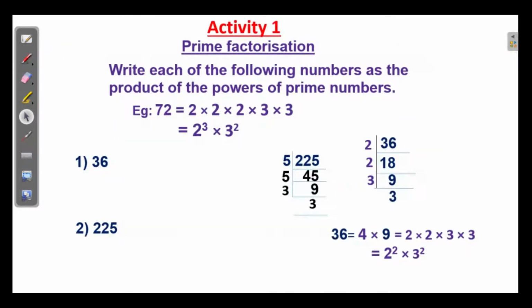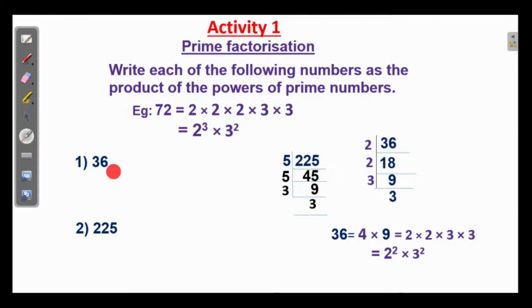The first activity is prime factorization. Write each of the following numbers as the product of the powers of prime numbers. Now we have seen which are prime numbers: 2, 3, 5, 7, 11, etc. So 72 we have to write as the product of the powers of prime numbers. So 72 is equal to 2 into 2 into 2 into 3 into 3. 8 into 9. 8 means 2 into 2 into 2. 9 means 3 into 3. So this is equal to 2 cube into 3 square.